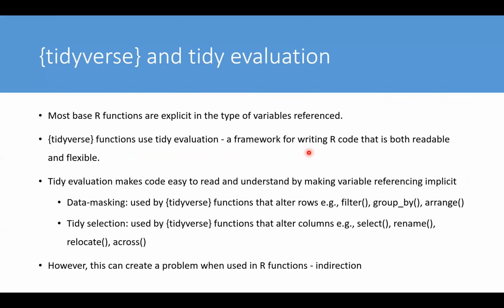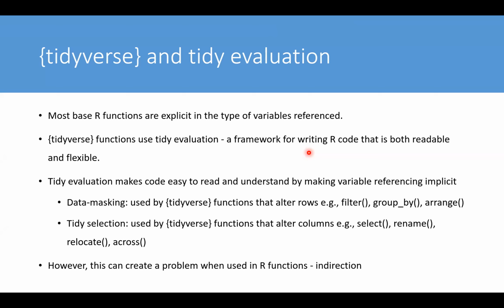So talking about tidyverse functions and then tidy evaluation, basically when you are referring to variables in most of base R functions, you have to be explicit about the variable you are referring to. Are you referring to the variable in the environment or the variable in the data set? Take for instance, if I write X and I assign it a value of 2, that gets stored in my environment. And when I print X on my console, then I'll be referring to X that is in my environment.